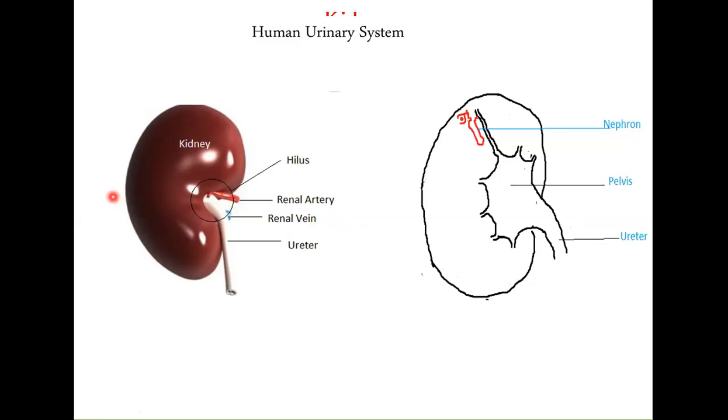Human kidney is bean shaped, one side convex, other concave. Concave side is toward the vertebral column, whereas convex side is away from the vertebral column. अगर इस जगह पर vertebral column है, तो concave side vertebral column की तरफ होगी और convex side away from the vertebral column.